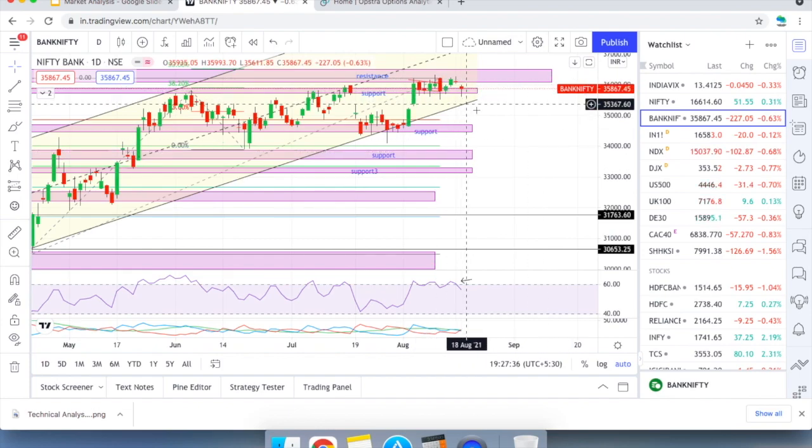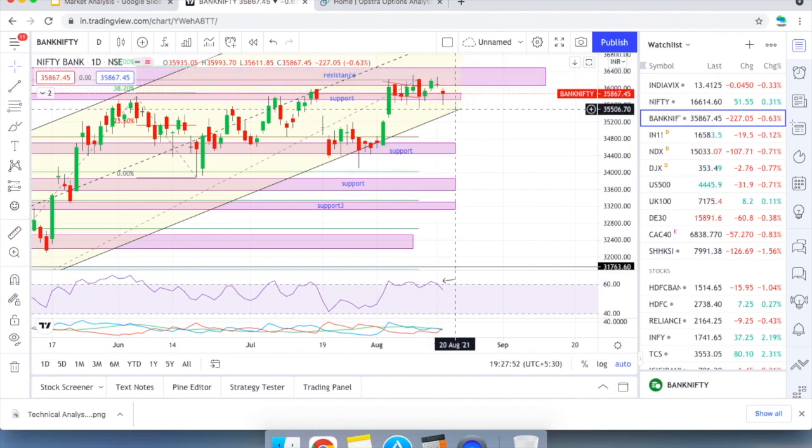Bank Nifty, nothing much has changed because it is unable to cross 36,500. It had closed above 36,000 weekly after 25 weeks of not doing that, but today it missed and slipped from that.